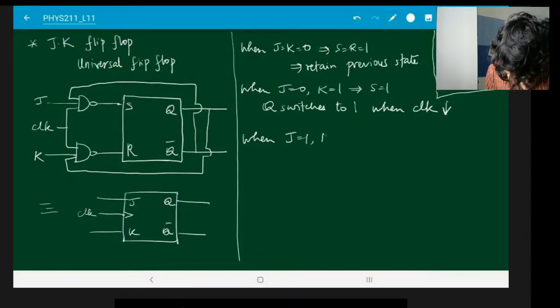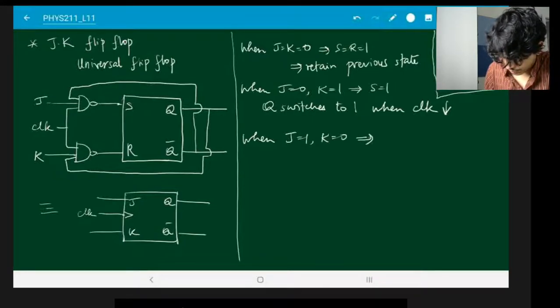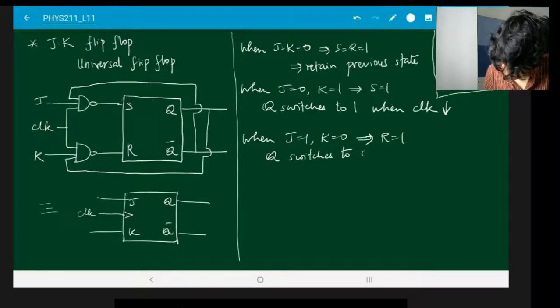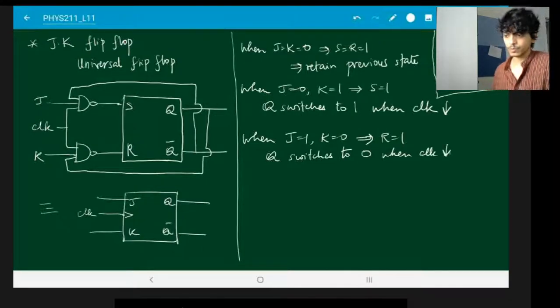Conversely, when J is 1 and K is 0, now because K is 0, R becomes 1, and now Q will switch to 0 when the clock pulse goes from 1 to 0. So when the clock pulse is decreasing, it's on what's called the negative edge of the clock.